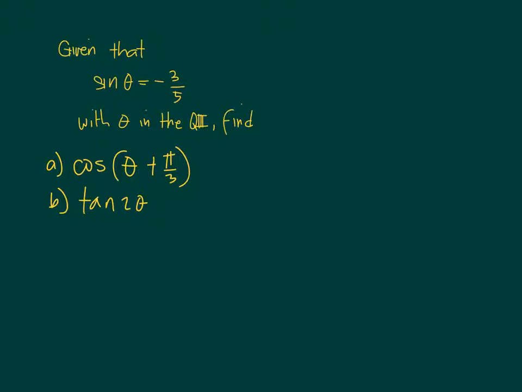So what about this? Given that sine theta is negative 3 over 5 with theta in the third quadrant, find cosine of theta plus pi over 3, and letter B, find tangent of 2 theta. First, cosine of theta plus pi over 3.